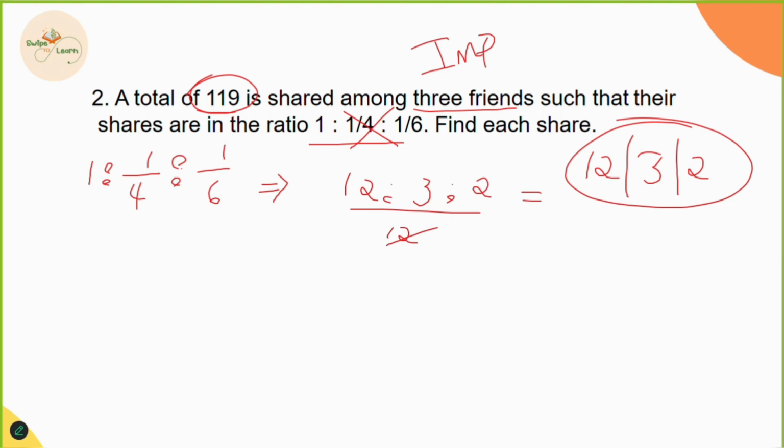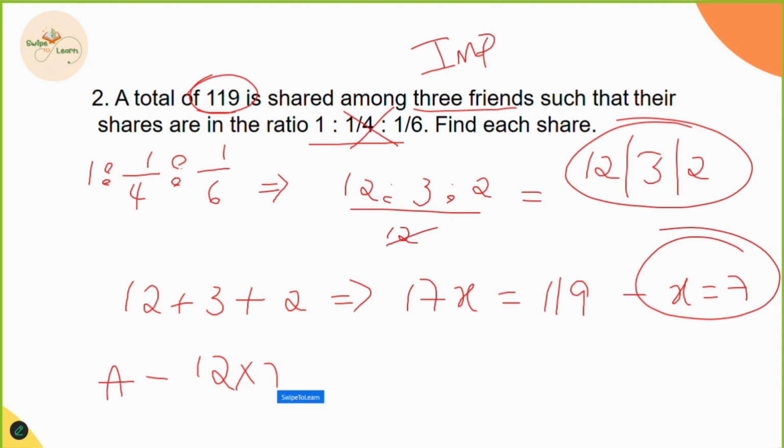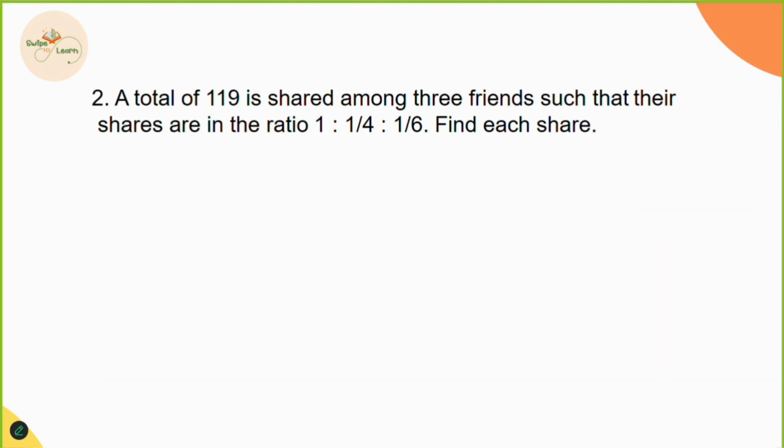We already solved the last problem of the same kind. So this is simple. Now what we do is 12 plus 3 plus 2 equals 17. We consider it as x. So 17x equals 119, which means that x equals 7. Now we can find each share, right? How much does A get? He gets 12 into 7, that is 84. Similarly, we can calculate for B as well as C.